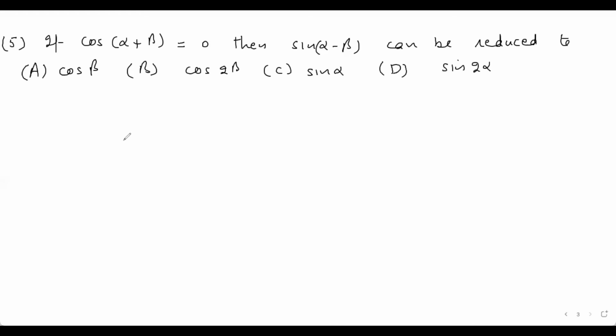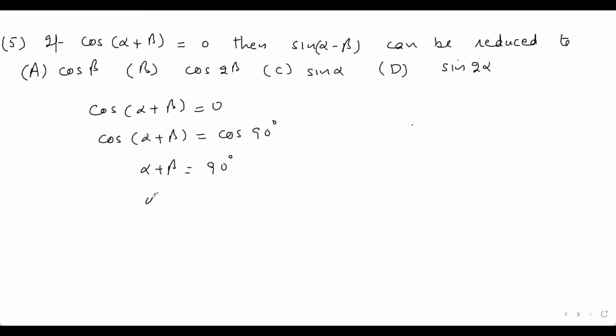Now the fifth question is, if cos(alpha plus beta) is equal to 0, then sine(alpha minus beta) can be reduced to, there are 4 options. Find the right one. Now cos(alpha plus beta) is equal to 0. This is given to us. So this is equal to cos 90, because cos 90 is 0. So instead of 0, I can write cos 90. It means alpha plus beta is equal to 90. It means alpha can be written as 90 degree minus beta.